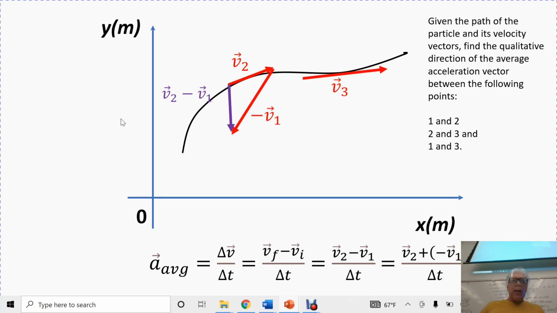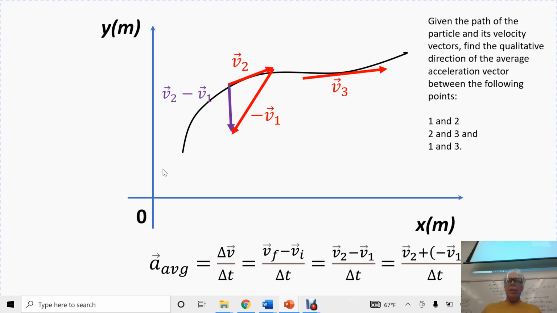Now note that the average acceleration vector is pointing towards the center of curvature of this path. That's no coincidence. The instantaneous acceleration vector always points towards the center of curvature of the path, always. The average acceleration vector may not, because it's going to depend on which points you're taking.